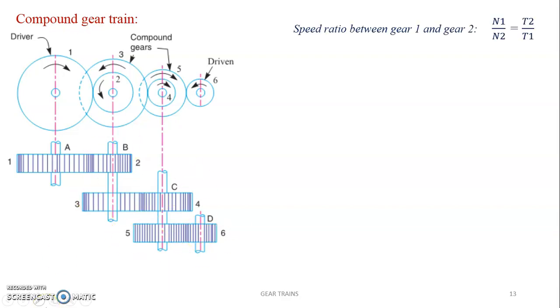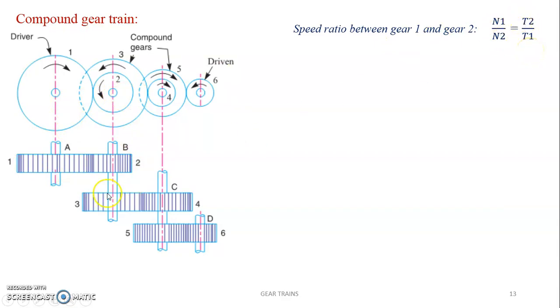Now let us calculate the speed ratio. Our aim is to calculate N1 by N6, that is, the speed of gear 1 divided by the speed of gear 6. N1 by N6 is the speed ratio, and to calculate that we will go step by step. First, the speed ratio between gear 1 and 2, because they are in mesh here. In this case 1 becomes the driver and 2 becomes the follower, so N1 by N2 is equal to T2 by T1.